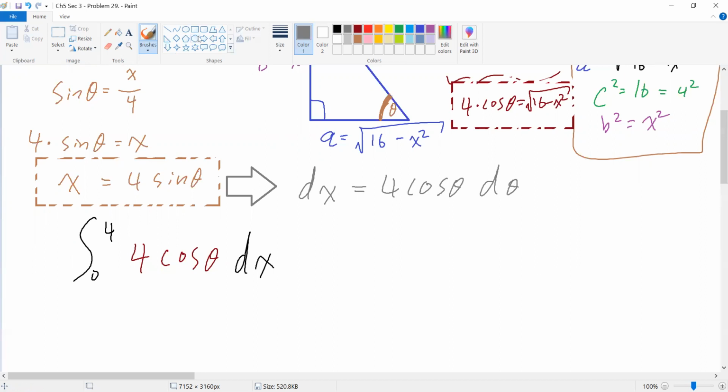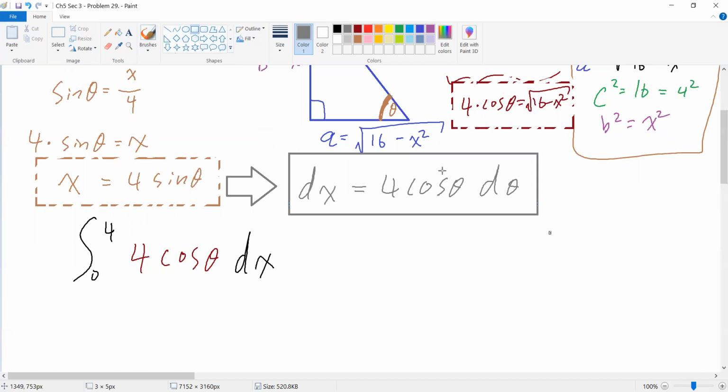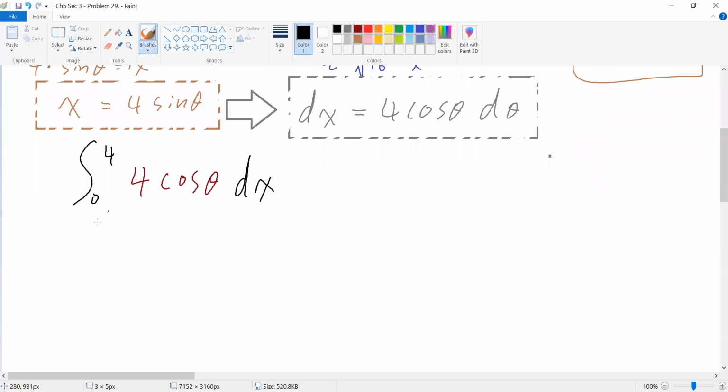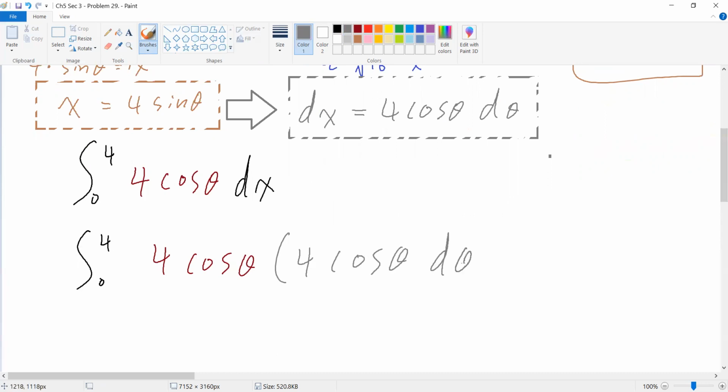Which is great news. So now I can take the statement here, which is dx equals 4 cosine d theta, and substitute it into my new integral. So I will have a statement that's just with theta and d theta. So let's do that substitution now. I have the integration from 0 to 4 of 4 cosine of theta, but instead of dx, this is times 4 cosine of theta d theta.